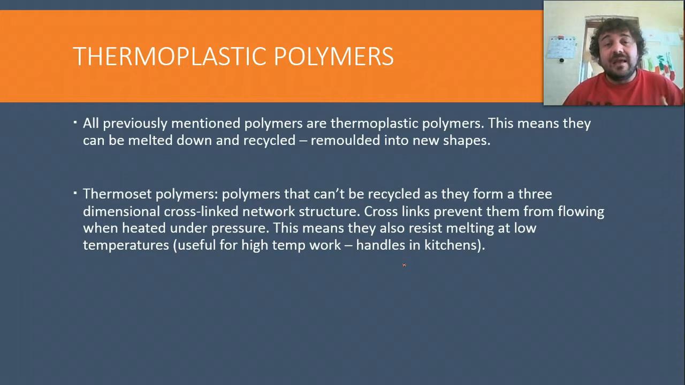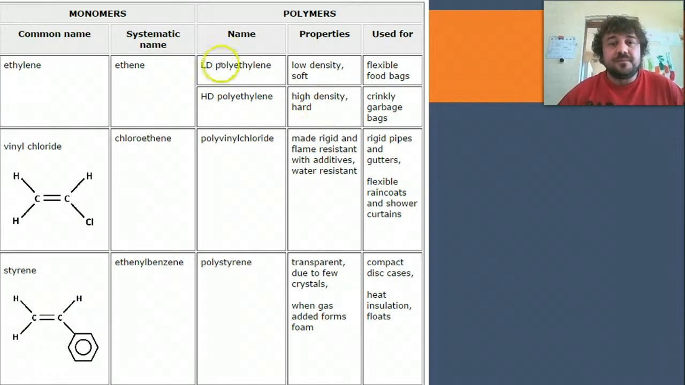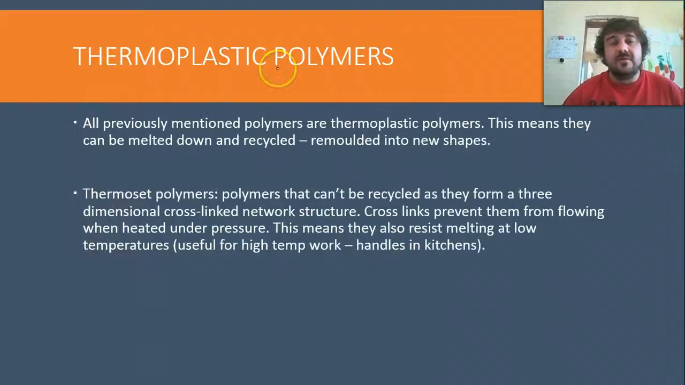Basically, the HDPE, so all the ones that we've mentioned there, they're thermoplastics. Now, this means you can melt them down, recycle them, and remold them into new shapes. Thermoset polymers, however, are polymers that form a three-dimensional cross-linked network structure. So LDPE, that's one. Actually, if we go back there, not thermosetting. Sorry, not thermoplastics.